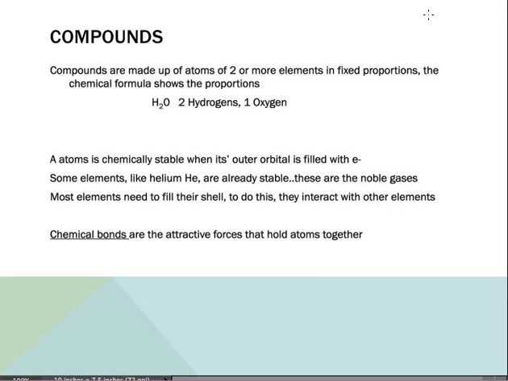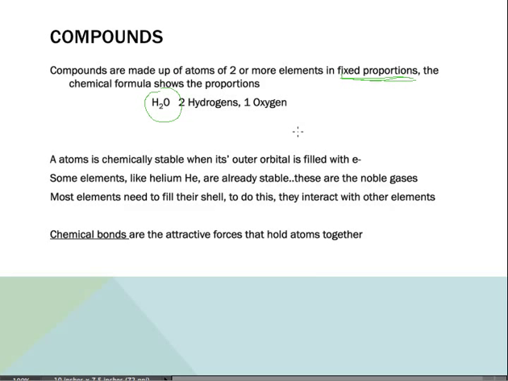Compounds are made up of 2 or more atoms with their electrons, and they're in fixed proportions. That right there is the important thing about a compound. The chemical formula, so water's chemical formula is H2O, shows you the proportion. So H2O, there's 2 hydrogens and 1 oxygen. The 2 is after the H, so that corresponds to the H. The O, there's no number there, so you assume it's 1.